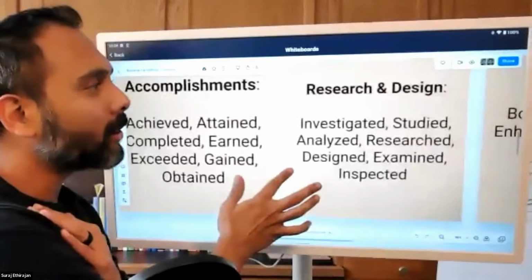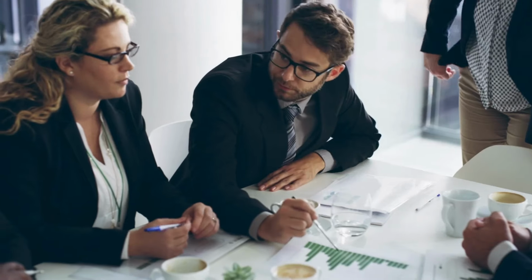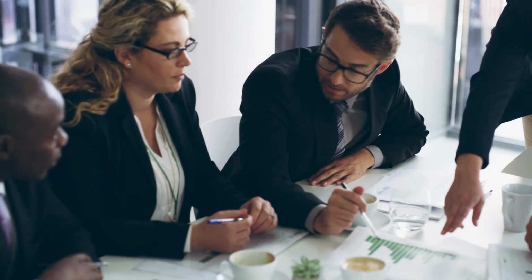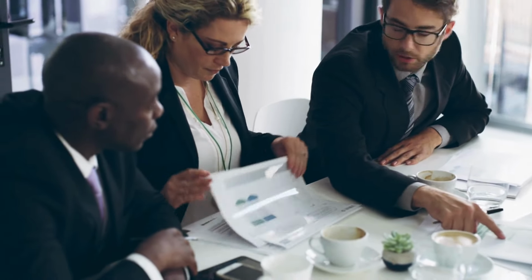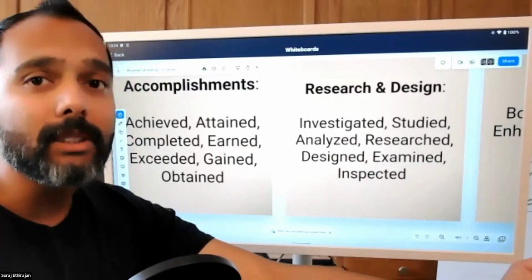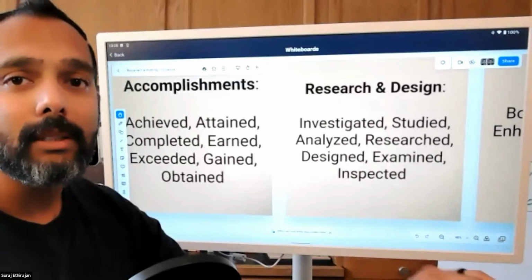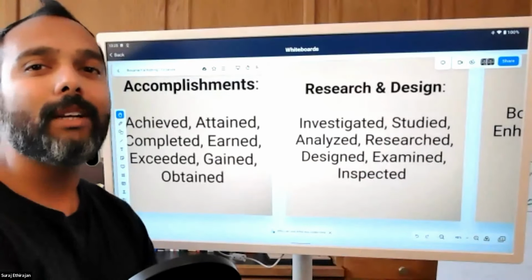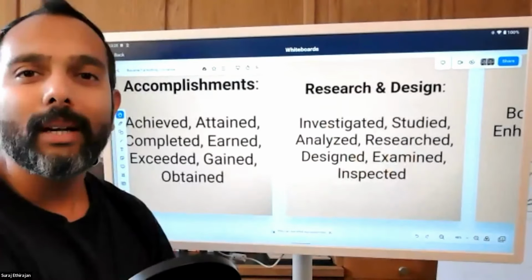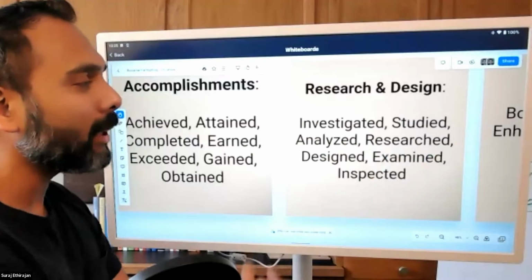Let's look at research and design. There are many people who would lean more on the research side of things. If you have a PhD, or even if you don't, if you're doing a lot of research in the organization, even if you're in business, you're going to do business research, right? Market research. So you investigated the competitive landscape and identified how much of the total serviceable market you have. Based on that, you were able to drive a strategy doc that was able to increase quarter-on-quarter revenue from 50 million to 100 million. That would be one way of utilizing an action verb. Again, you studied, analyzed, researched, designed, examined, and inspected.